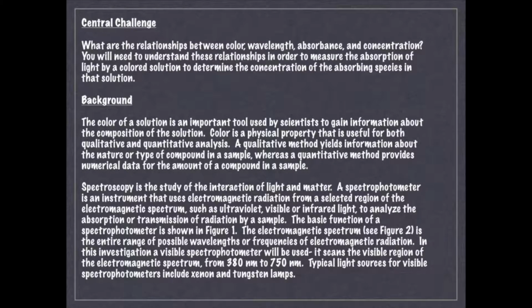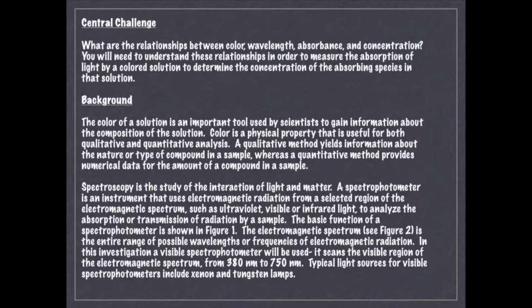So the challenge of this lab is to determine what the relationships are between color, wavelength, absorbance, and concentration. Okay? So you're going to need to know these relationships in order to measure the absorption of light by a colored solution to determine the concentration of the absorbing species in that solution. So we're going to be using concentration and relating it to the concept of absorption. Okay? So let's get a little bit of background.